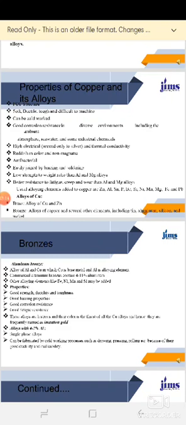Commercial aluminum bronze contains 4 to 11% aluminum. Other alloying elements like iron, nickel, manganese and silicon may be added. The properties of bronze are good strength, ductility and toughness. It has good bearing properties. It has good corrosion resistance, good fatigue resistance.